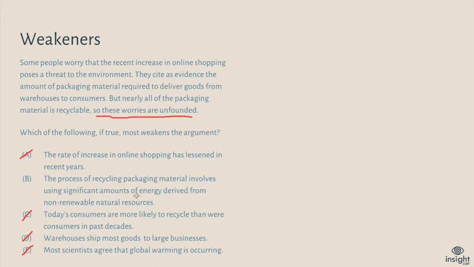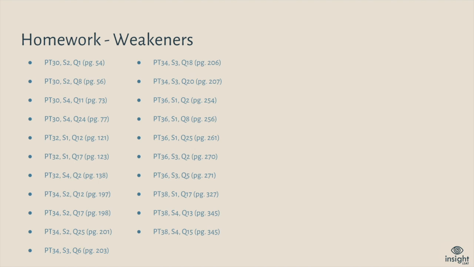Whereas B, which is our correct answer, is clearly related to what's going on in the argument, right? If the main support for the conclusion was that we can recycle packaging material and that was going to solve our problem, B weakens that idea. It weakens that support by saying, no, that recycling is not as good as you think it is. So B is your answer. And here is your homework for weakeners. So pause your video and take note of that.